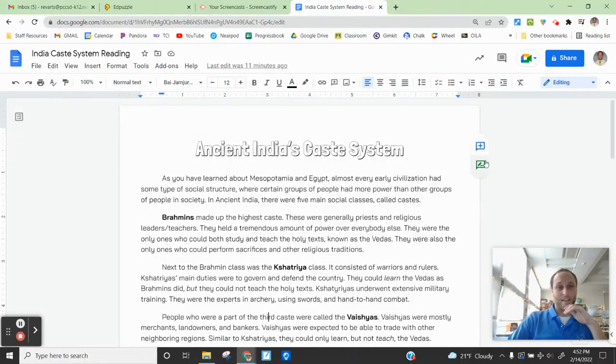Ancient India's caste system. As you've learned about with Mesopotamia and Egypt, almost every early civilization had some type of social structure where certain groups of people had more power than other groups of people in society. In ancient India, there were five main social classes called castes.